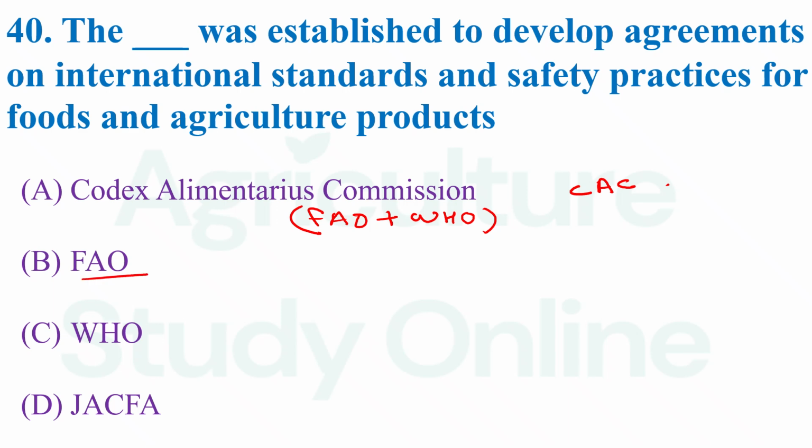Whereas FAO is just the general Food and Agriculture Organization. So these two jointly made the Codex Alimentarius Commission. And JECFA is a scientific advisory body, meaning it evaluates additives, not a standard-setting authority. So correct option will be option number A.